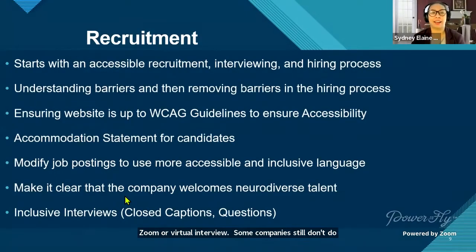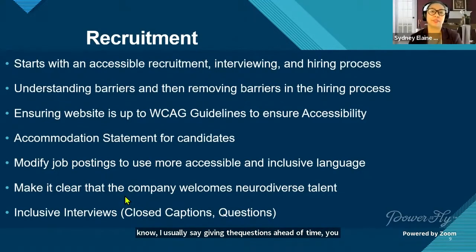I had a couple of interviews with some companies and they still don't do it. And so I actually have a guide that I sent to them and they appreciated it and they started implementing it into their system. And also modifying the questions, repeating questions as needed, giving them that time to answer the questions, giving the questions ahead of time. I usually say giving the questions ahead of time for everyone, because you never know who's going to need it.